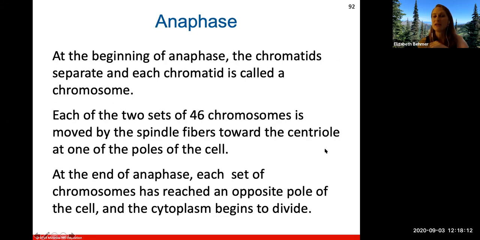Then during anaphase, your chromosomes will just be pulled apart. So your chromatids will separate, and each chromatid is called a chromosome, and each of the 2 sets of chromosomes will be moved towards opposite sides of the cell. So anaphase, under a microscope, you can see these chromosomes being pulled apart.